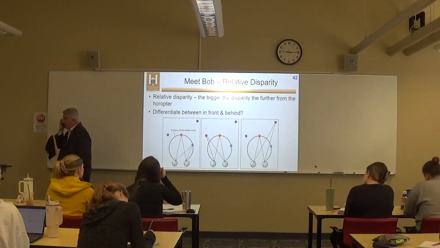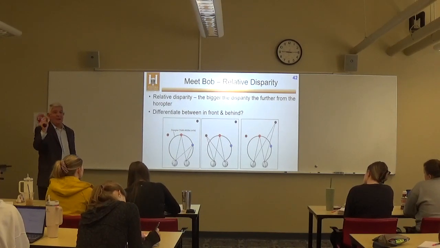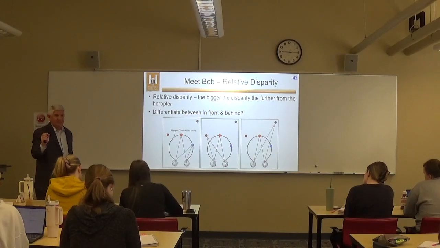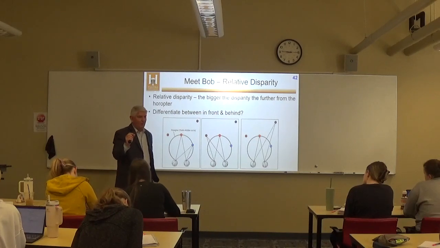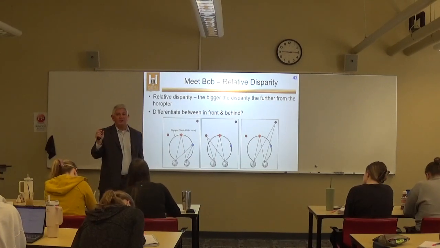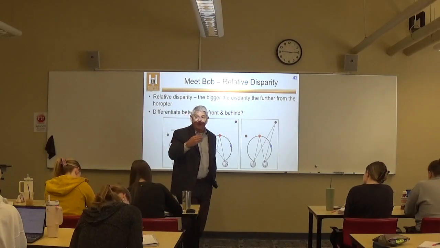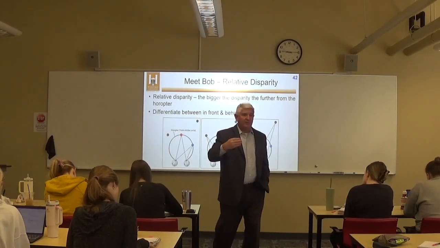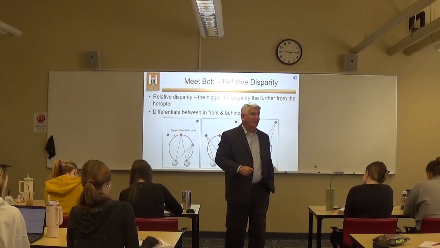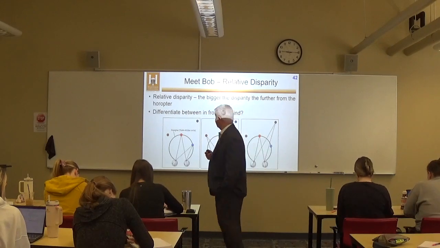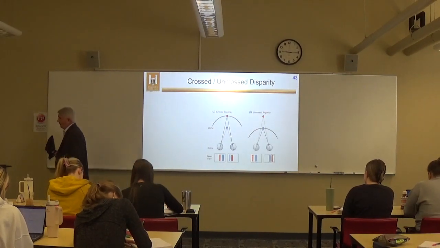Okay, so not only does the amount of disparity tell us how far away something is from our horopter, how far away it is from our plane of focus, but we can also have another cue that tells us, is it in between us and the horopter, or is it past the horopter? We can actually know on which side of the horopter that thing is. Okay? And this is called crossed and uncrossed disparity.